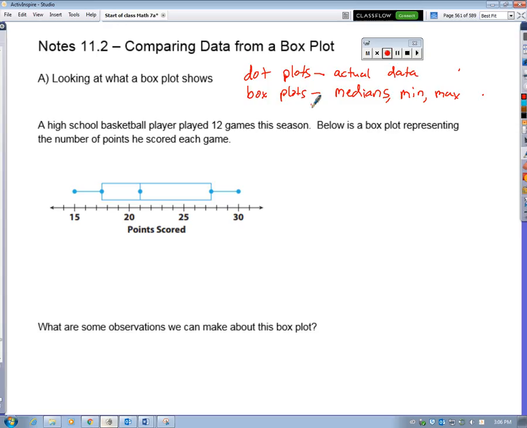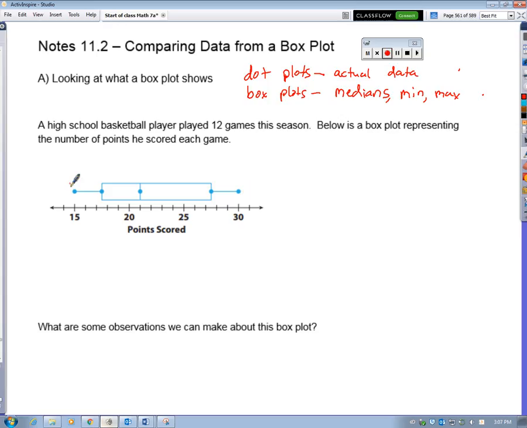Take a look at this first example. I'll show you what I mean. A high school basketball player played 12 games this season. Below is a box plot representing the number of points he scored each game. So here's the points he scored for all 12 games. We don't know exactly how many points he scored each game. This is just a spread of the data, the medians and the minimum and the maximum.